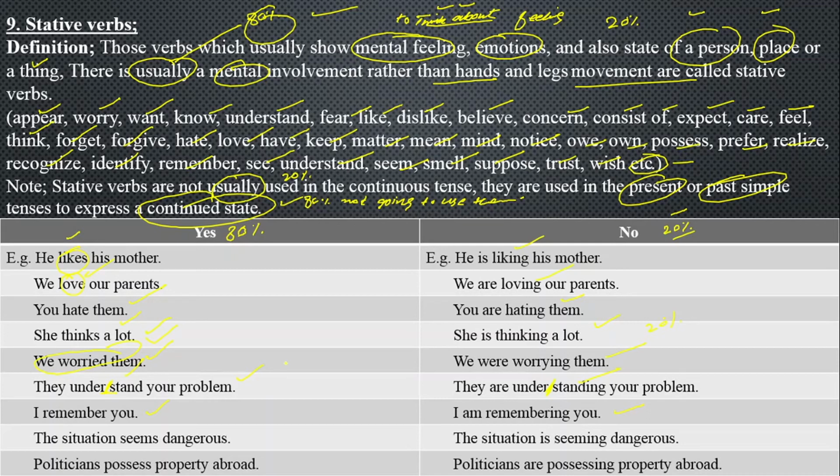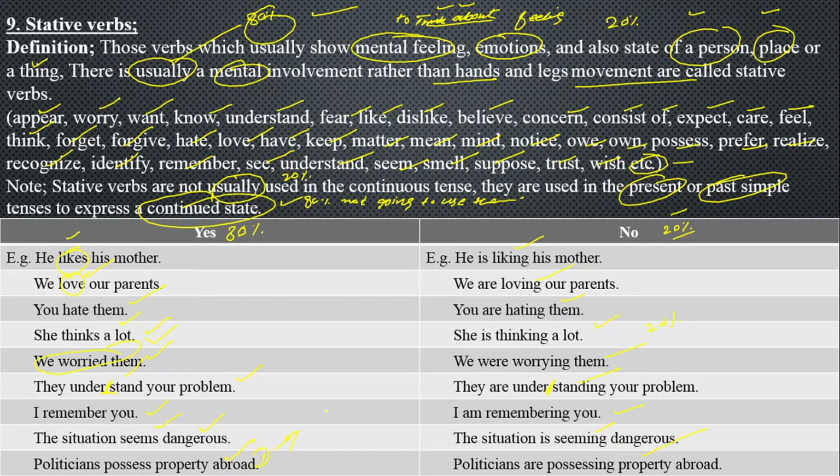The situation seems dangerous. We wouldn't say the situation is seeming dangerous. We would prefer this indefinite tense more than the continuous, the progressive tense. We say the situation seems dangerous. Politicians possess property abroad. Out of the country they have got their property. We will not say politicians are possessing property abroad. They possess property abroad, as they say that the situation of the country is bad, now just to quit and run away. You'll not say politicians are possessing property abroad.